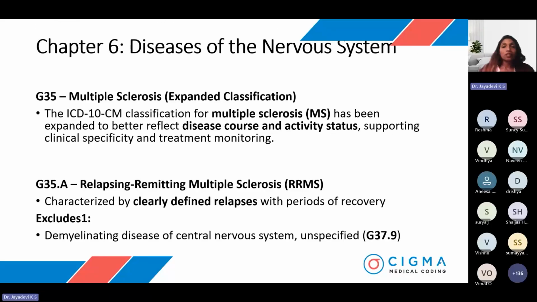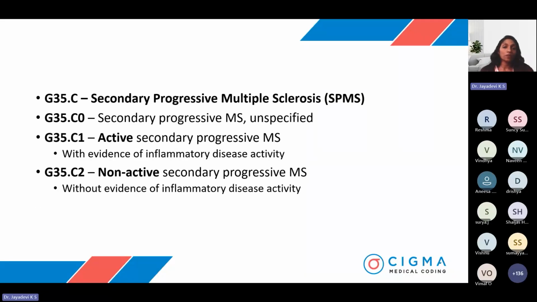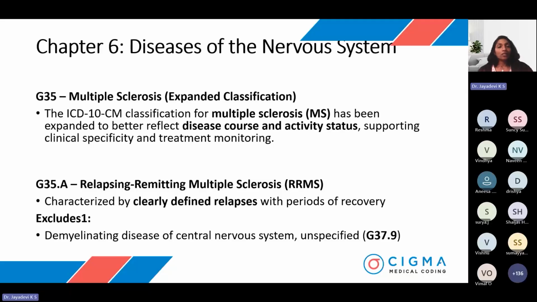Chapter 6. In this system, you can see new codes added for multiple sclerosis. This is expanded, so we are going to deal with different types in this condition. There is relapsing remitting multiple sclerosis, primary progressive multiple sclerosis, active, and also secondary progressive multiple sclerosis. Now going back, the ICD-10-CM classification for multiple sclerosis has been expanded to better reflect disease course and activity status, supporting clinical specificity and treatment monitoring. G35.A, relapsing remitting multiple sclerosis, RRMS, characterized by clearly defined relapses.